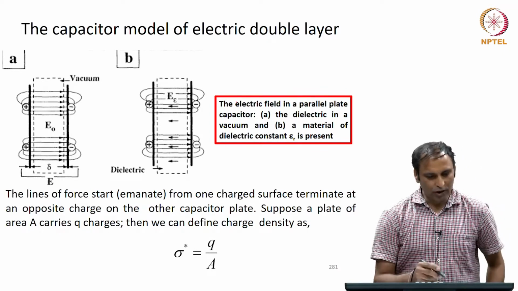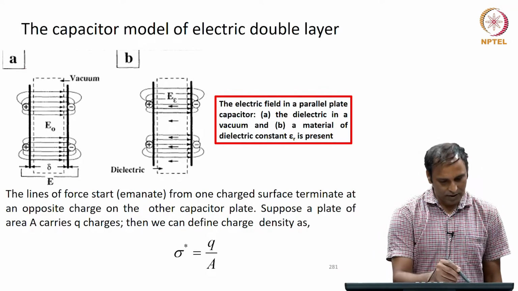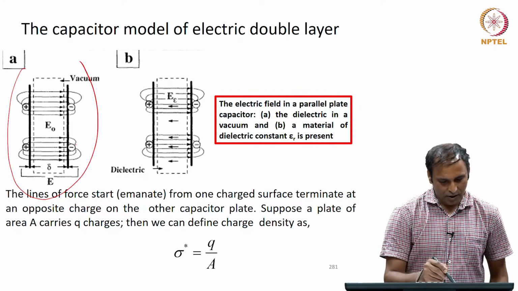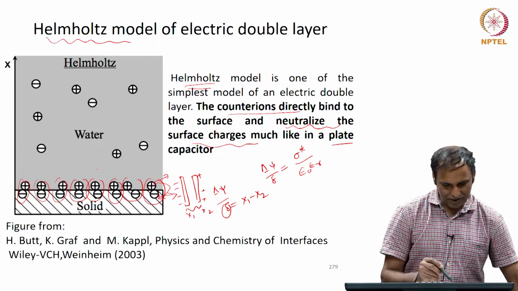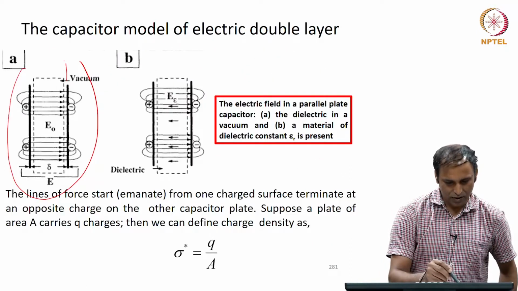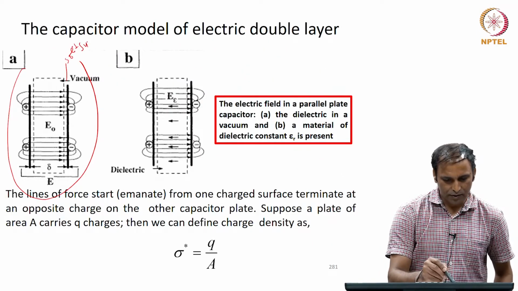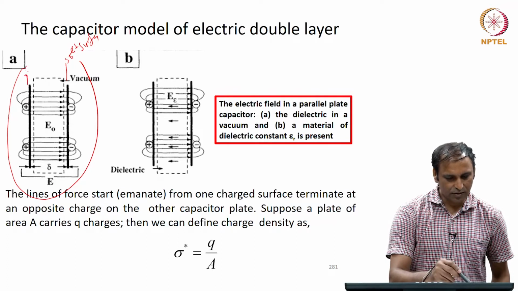So, now what you are looking at is two arrangements. One is, you can imagine the minus signs to be the charges on the solid surface, that is the charges on the solid surface, and these are the counter ions.